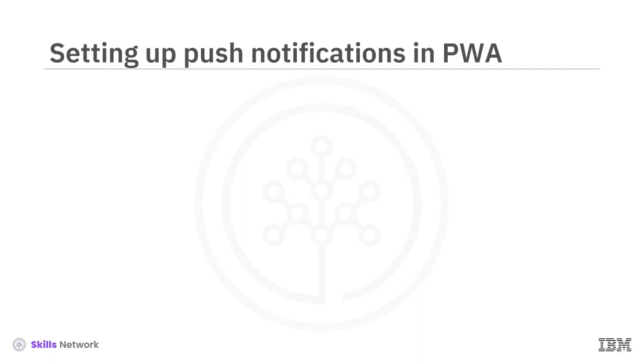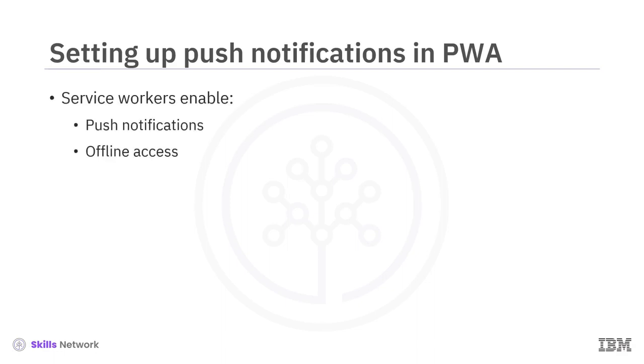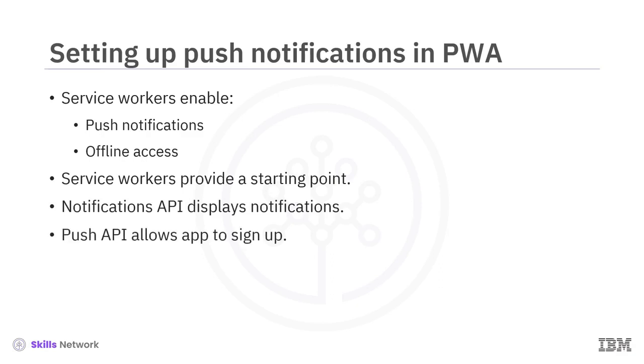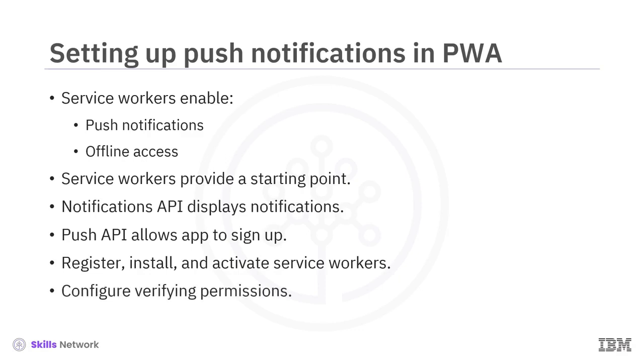PWA in general uses service workers to enable push notifications and offline access. Service workers provide Notifications API and Push API as a starting point for the functionality of push notifications. The Notifications API displays notifications to users, and Push API allows the application to sign up for push notifications and receive messages. It is necessary to register, install, and activate service workers. After creating your PWA and setting up the service workers, you need to configure varying permissions. Finally, you must include a way for the user to opt out of push notifications.